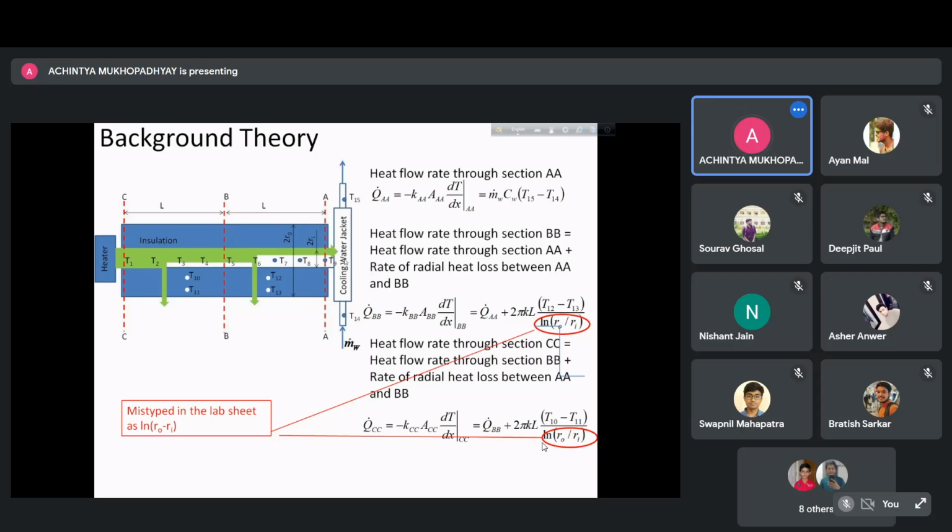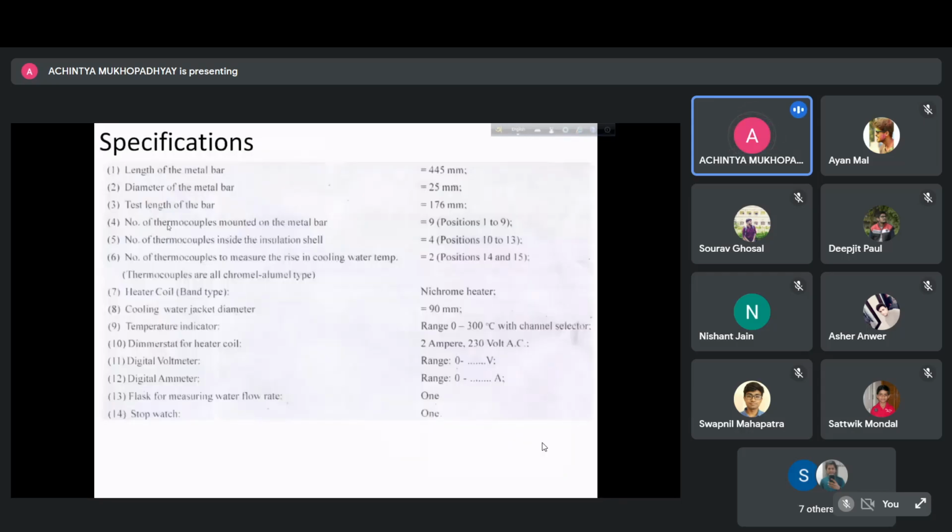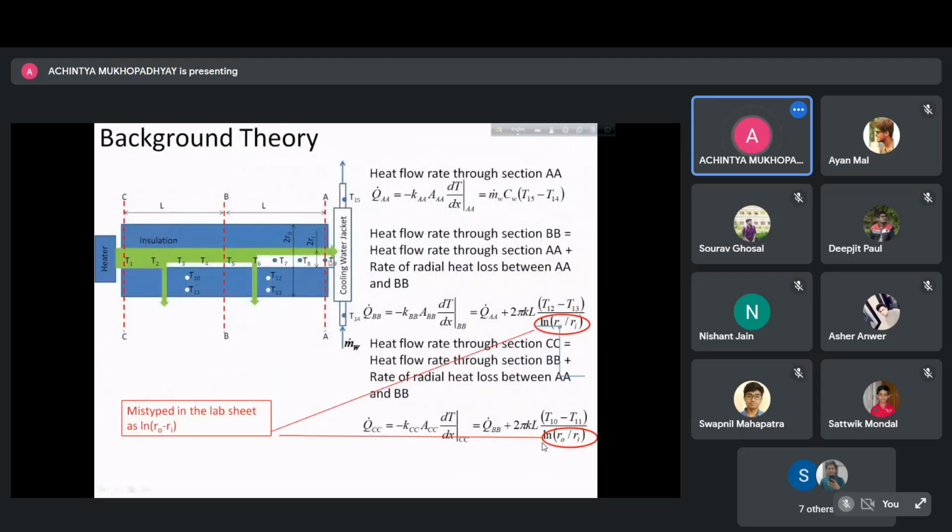So whatever heat is entering at T9 at this cross section AA must be dissipated either through the cooling jacket or through this gap. Now this gap between the insulation and the cooling jacket is very small. You can see from the picture here, there is almost no gap, so you neglect that. Whatever heat energy is flowing through this section AA has to be removed by the cooling water jacket. So do you get this point?